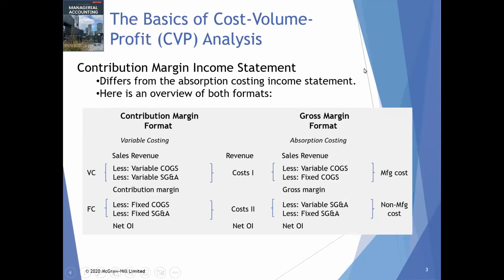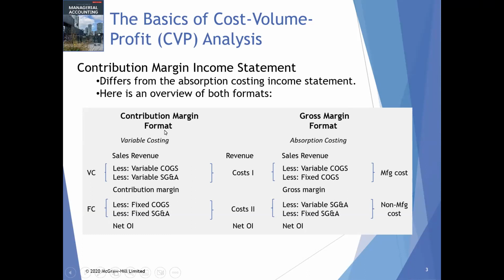Okay, so now we can see that the basis of cost volume profit analysis is the contribution margin income statement. So what is the contribution margin? We know that there are two kinds of cost, the variable cost and the fixed cost. When the variable cost is deducted, the rest of the money before deducting the fixed expenditure is known as a contribution margin.